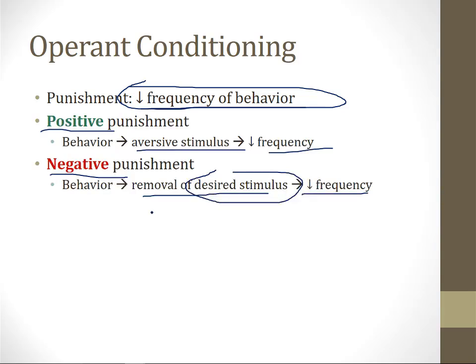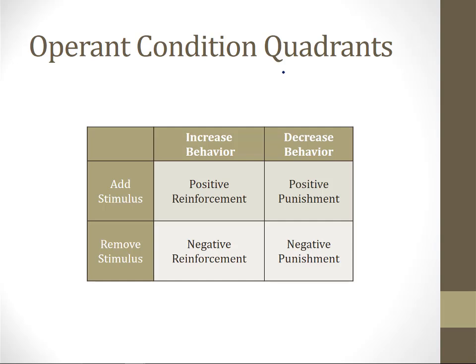So based on what we've been talking about in the last few slides, operant conditioning is sometimes thought of in quadrants. If you put behavior along the top and stimuli on the left side, you can then think of reinforcements and punishments based on whether they increase or decrease behavior and whether they involve the addition or removal of a stimulus. So remember what I said before, anything that increases a behavior or a response is a reinforcement.